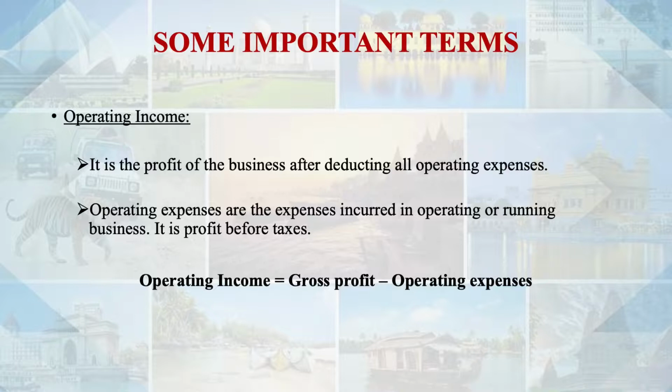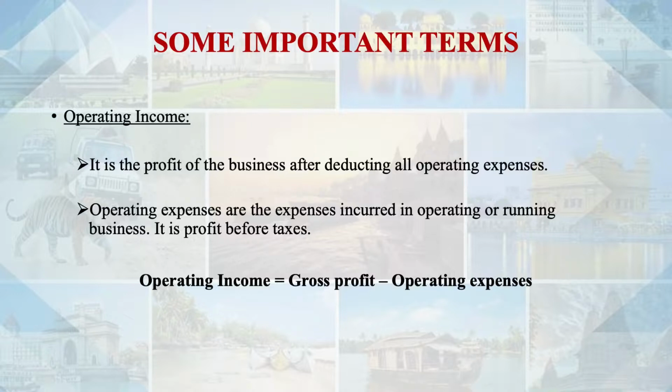One way we have is gross profit minus operating expenses. You will get your operating income. We have already seen how to calculate the gross profit. Gross profit is your net sales minus cost of goods sold, and then you receive the gross profit. Now from the gross profit, if you deduct all your operating expenses, it is your operating income.